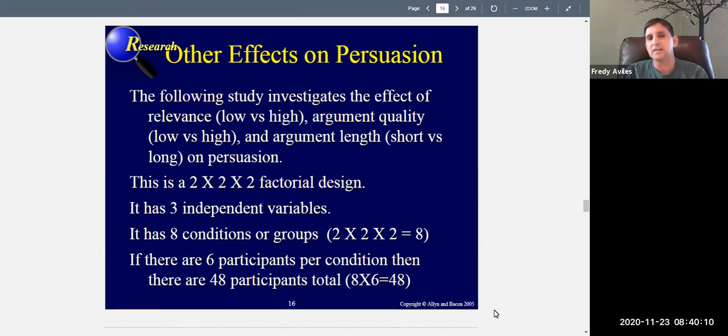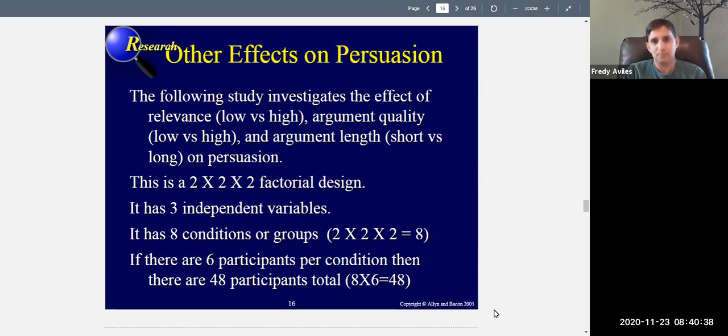So how relevant is the ad to your needs, right? That's relevance. How good is the argument that they're making, the claim they're making? That's argument quality. And how long is the argument? How long is the ad? Or how long is the commercial, for instance? Is it short? Is it long? All those things, how do they affect persuasion? Right? This is a 2 by 2 by 2 factorial design. This one's more complicated. Okay?